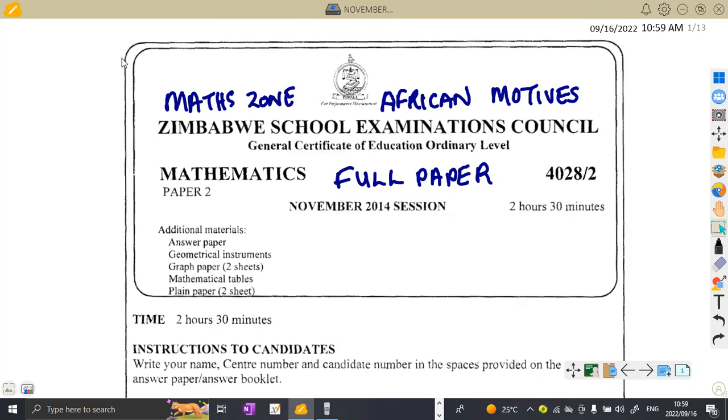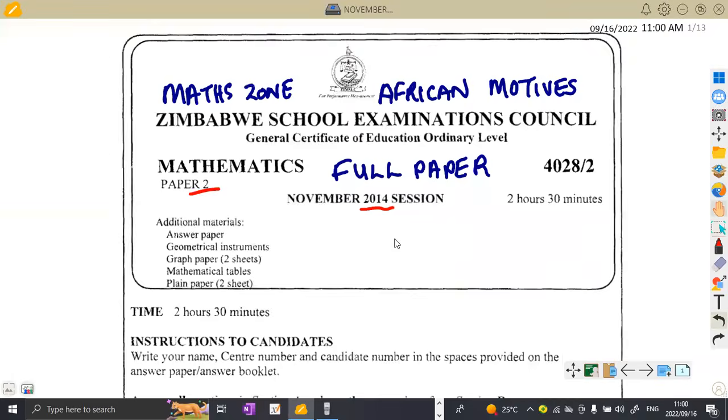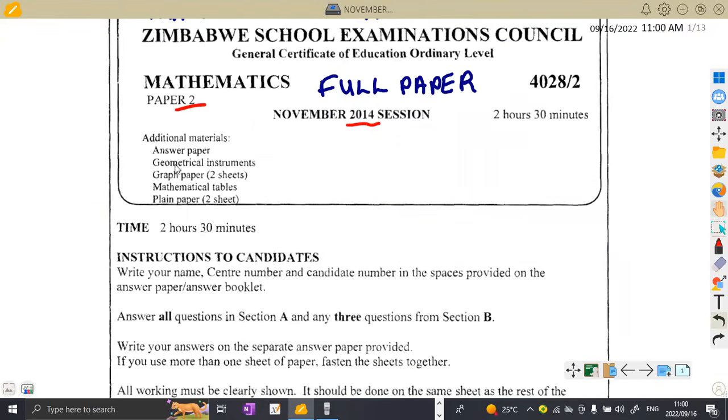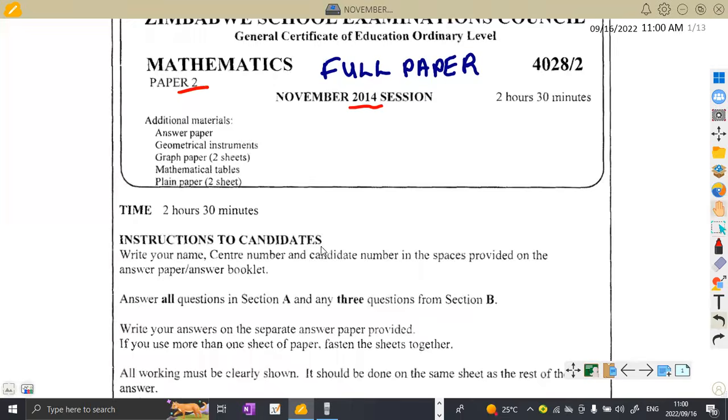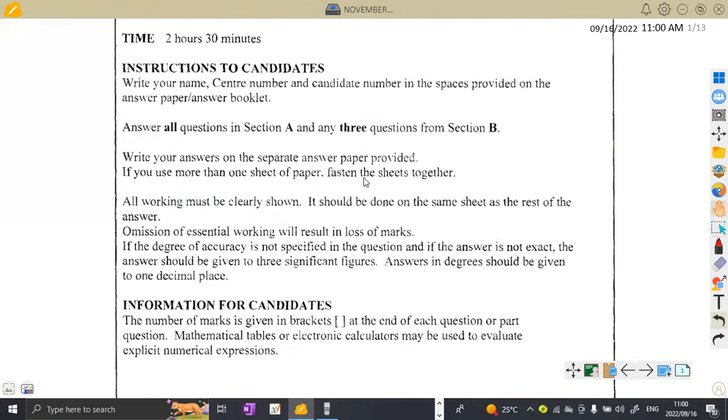So on this platform, guys, we shall focus on the question paper which was written in November 2014. As we can see, it's Paper 2, so we're just going to focus on the full paper. I've got our Paper 2 here. As we can see, guys, we have our paper and the additional materials. Make sure you've got everything: the answer paper, the geometrical instruments, the graph paper, which is 2 sheets, the mathematical tables, and the plain paper, which is 2 sheets.